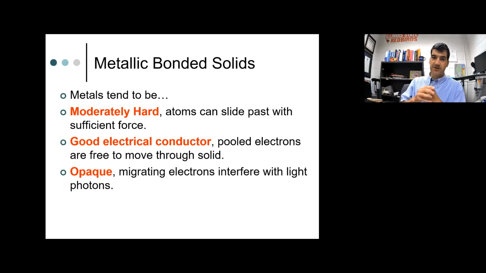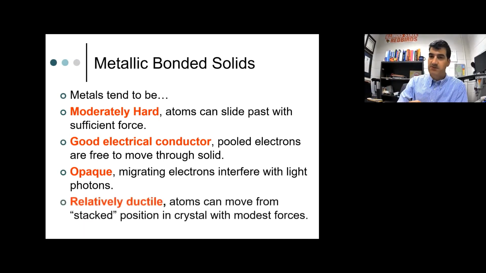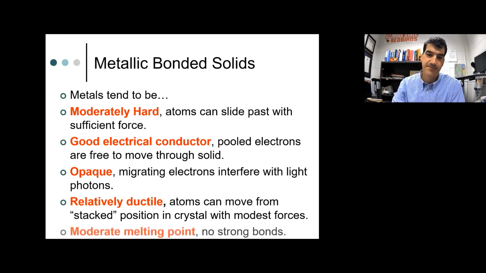They're also very good electrical conductors and thermal conductors because those electrons are free to move around and transfer their energy. They tend to be opaque because the electrons tend to interfere with the photons of light and scatter them. And they tend to be relatively ductile, like I just said, because layers of the structure can slide past one another if you apply sufficient force. And this is all relative, but they have only a moderate melting temperature, because those individual bonds between nuclei are not particularly strong.